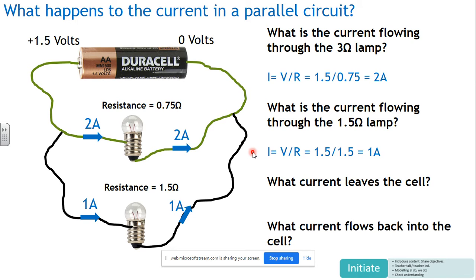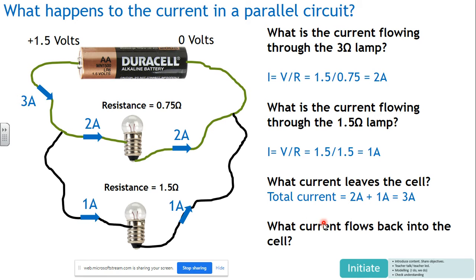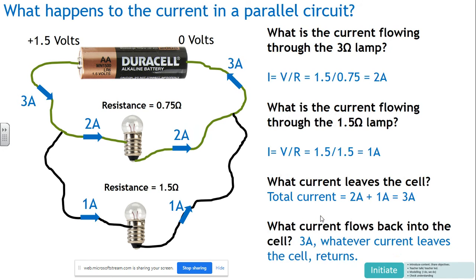So the next question, you should all be shouting at me that 3 amps must be leaving the cell, because we can see that it's split off, going 2 and then 1. And you'll all be screaming at me now, because you know this, that 3 amps will be flowing back into there. Okay. Do you get that? Pause it, think about it, go back.